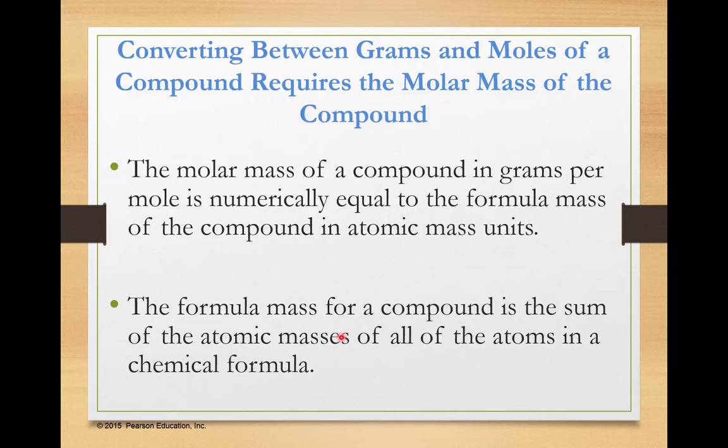So formula mass is just the sum of the atomic masses of all the atoms in a chemical formula. And this is what we looked at just at the very, very end of Chapter 5. We touched on it briefly. Now we're going to really start using that.